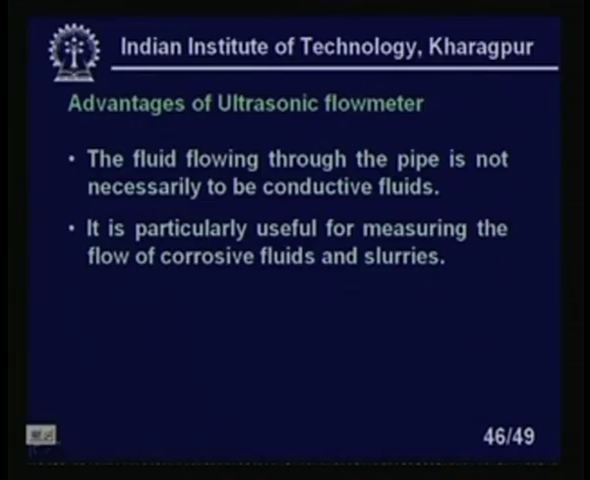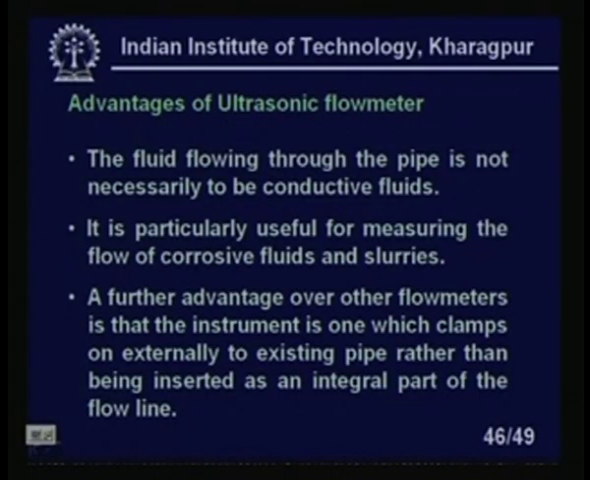It is particularly useful for measuring the flow of corrosive fluids and slurries. Even though it is not conductive, because in the case of slurries we have seen that in the case of magnetic flow meters the liquid portion of the slurries should be conductive, otherwise you cannot measure the flow of the slurries by the electromagnetic flow meter. But in this case, any slurries, conductive or non-conductive, it does not matter, I can make the measurements by the ultrasonic flow meter.